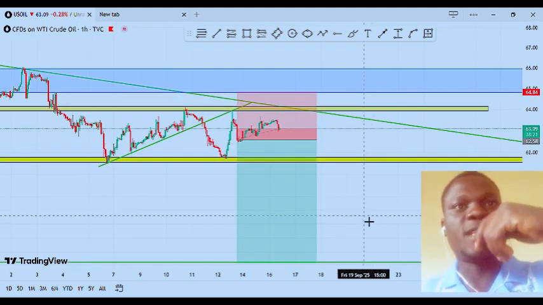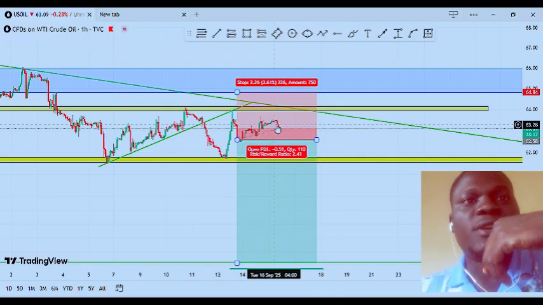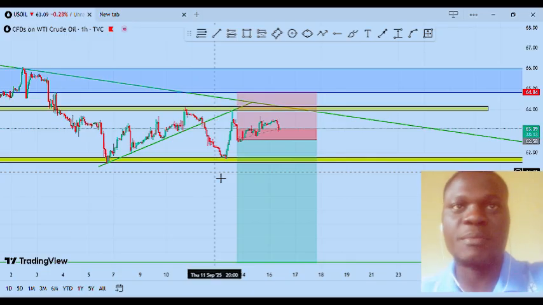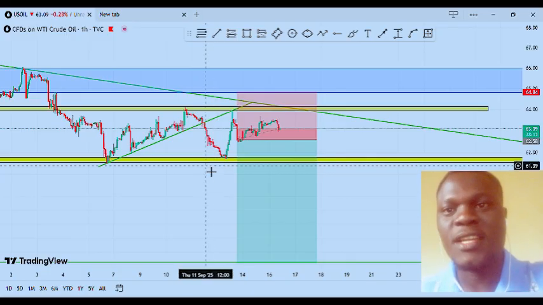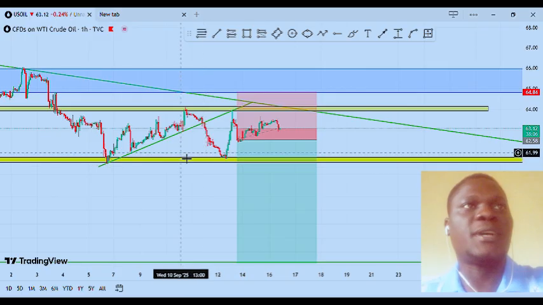So yeah, that is it for the US oil market. We are currently in losses right now. I'm still holding on to my position because I know this trend is going to drop. It's going to drop hard.